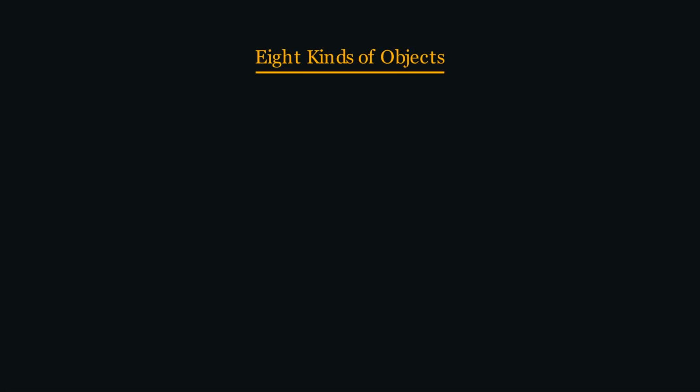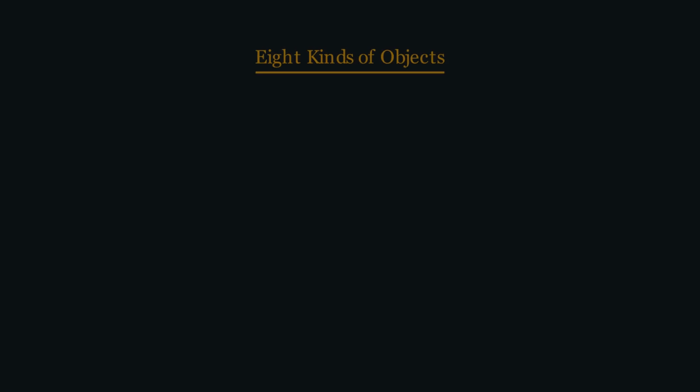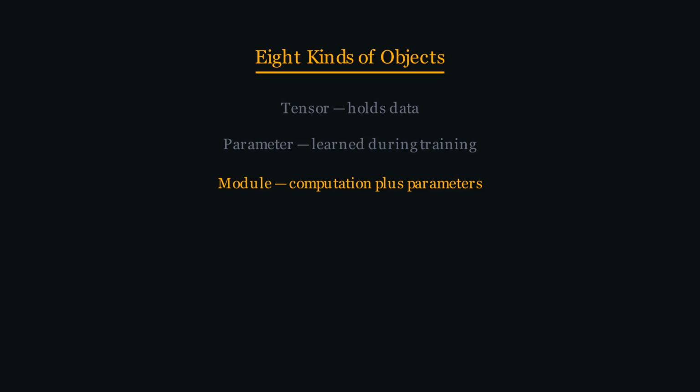PyTorch code is built from a small number of distinct kinds of objects. Knowing which kind an object is tells you what it's for, and what you're allowed to do with it. Let's meet all 8, then look at each one closely. Ordinary tensors hold data. Trainable parameters are learned during training. Model modules package computation together with its parameters.